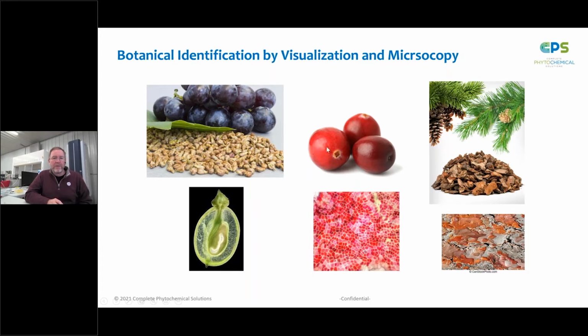This is a cranberry fruit. If we were to slice these fruits or seeds or bark and put them under a magnifying glass or a microscope, we can see the botanical structures. And again, this can help identify the botanical source. So these are part of an orthogonal approach to supporting the identity of foods, beverages, and ingredients.